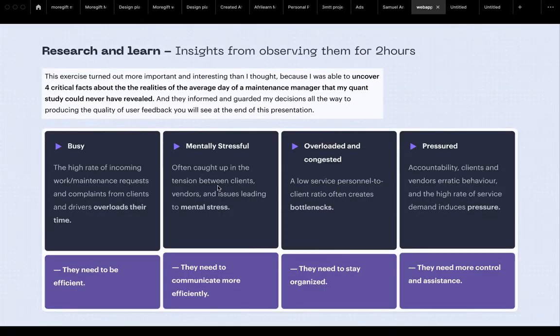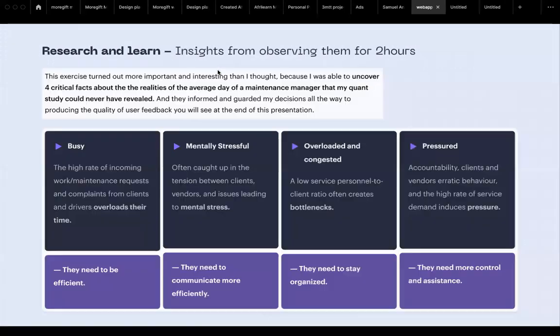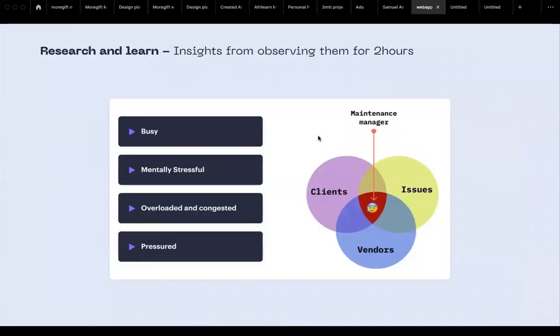That's why I have to use one of my projects. I'll be showing you a second one also later on. So now I summarize everything. This is the same insight, but I put it in graphics: busy, mentally stressful, overloaded, and congested.